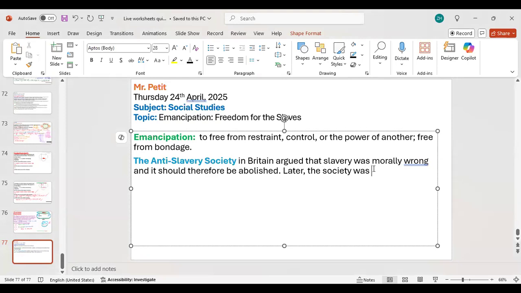Later, the society was able to persuade what? To persuade the British Parliament to do what? To abolish what? To abolish slavery. Slavery how? Completely, right? Completely. Abolish slavery completely.